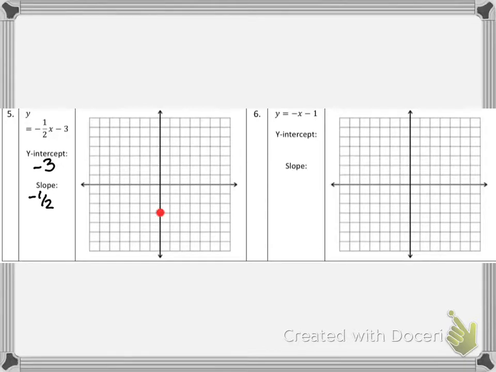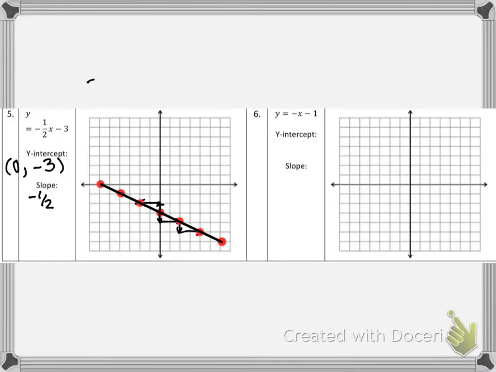So my y-intercept is negative 3, so that's going to be right there. Again, it's really an ordered pair. And then my slope is negative 1/2. So that means I'm going to go down 1 and over 2. Down 1 and over 2. But what if I want some points on the other side? Well, the other way to do that would be to go up 1, which is a positive direction, and then left 2, which is a negative direction. So I can extend the pattern in that direction as well.